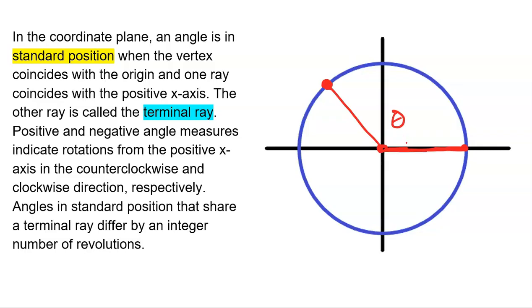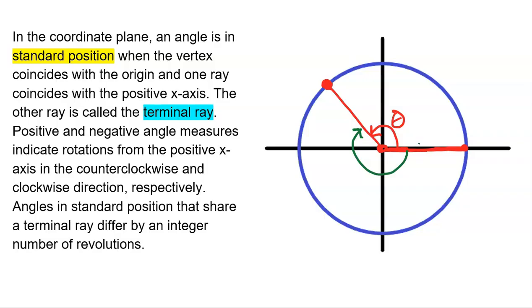Now a couple more details here. Theta can be a positive angle if it is measured going in a counterclockwise direction from that initial side. So a positive angle starts by going up and around. But an angle can also be considered negative if you get there by going in a clockwise direction, which is going down first, and then around. So that would be a negative angle.